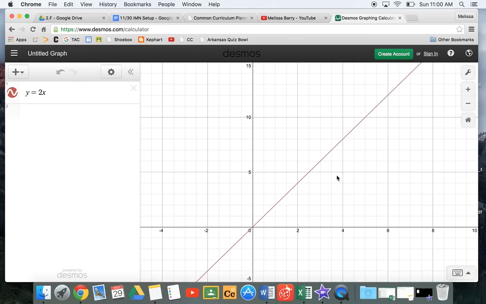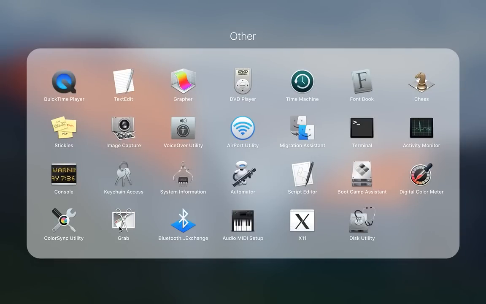Okay. So there is my graph. And you can set up any intervals that you want as long as you have the information you need. I'm going to take a screenshot of this.